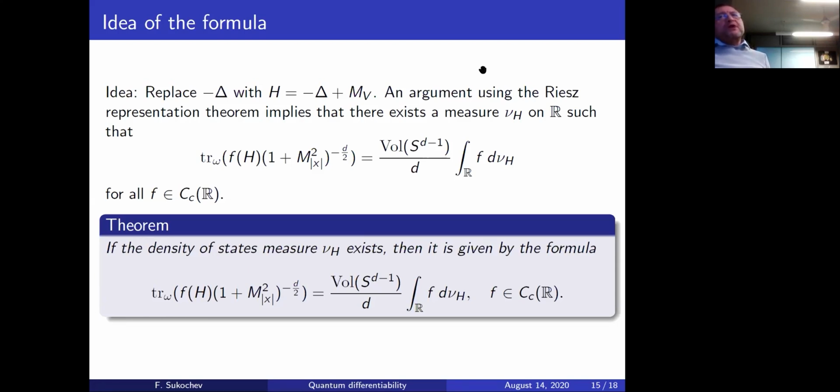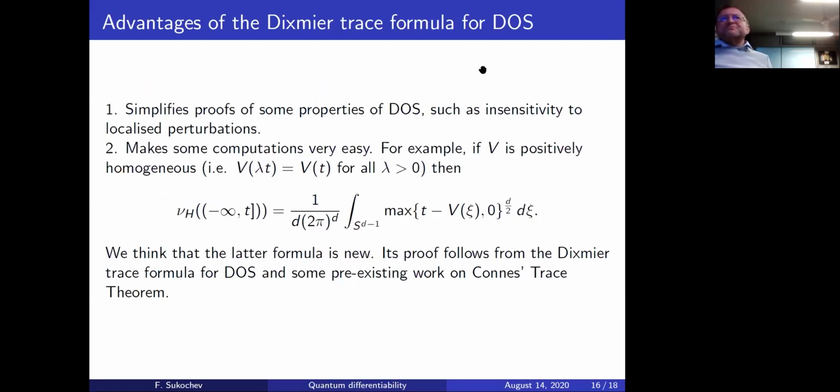And this measure, have a look now on the right-hand side, which I obtained through this application of this constraint theorem, is exactly nu of h, the density of states measure. This was very, very surprising to us. And we discovered that using our technique and this result, we can also show some new properties of the density of states measure. So it simplifies certain proofs of the density of states significantly. For example, it shows the insensitivity to the localized perturbations, and makes certain computations much, much easier. So for positively homogeneous functions, we also discovered a new formula for the density of states measure.